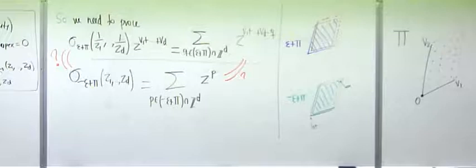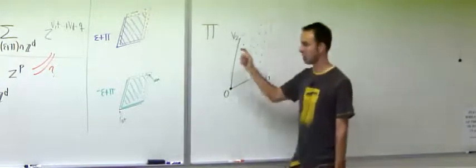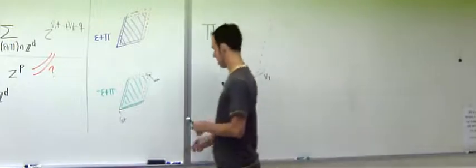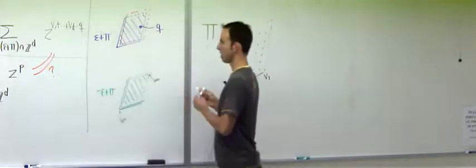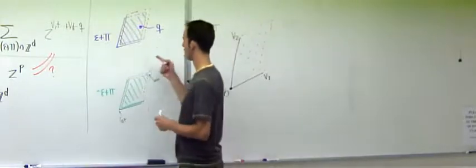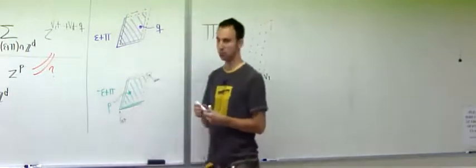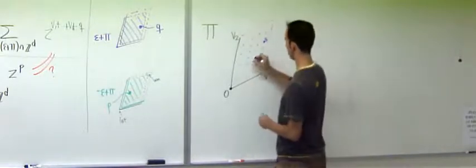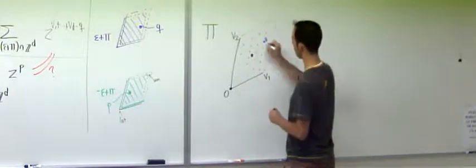So really, which points do I have here? I have precisely the same points that I have here, except that I lost 0 and I won v1 plus v2. Now what I want you to notice is this: if I take a lattice point here and I call it Q, then, by the symmetry of this picture, I'm going to get a symmetric point here that I'm going to call P. The way that you should think of this picture is that Q is here, and the center of this parallelepiped is right here, and P is symmetric.